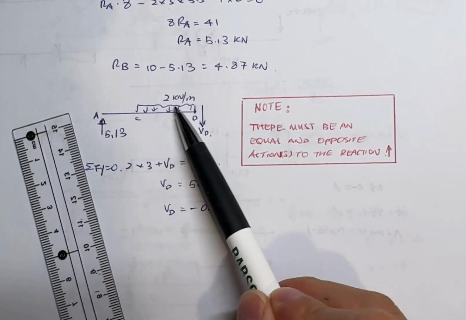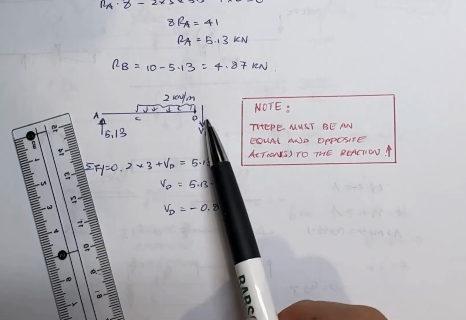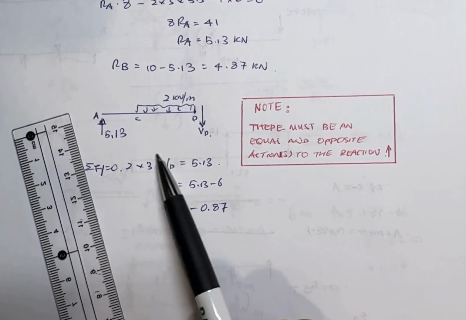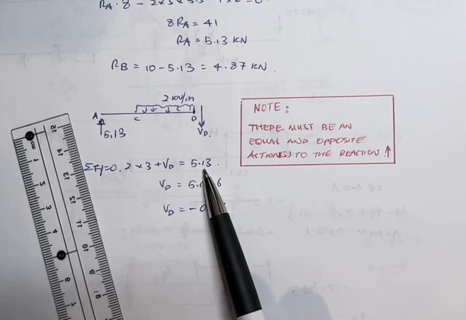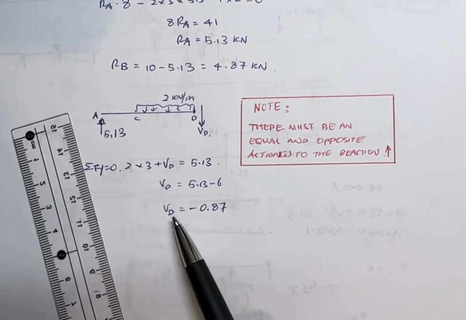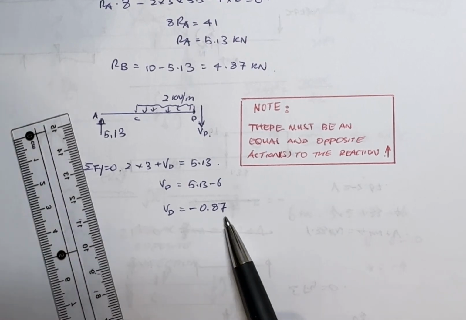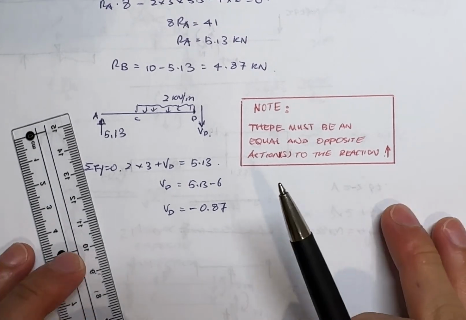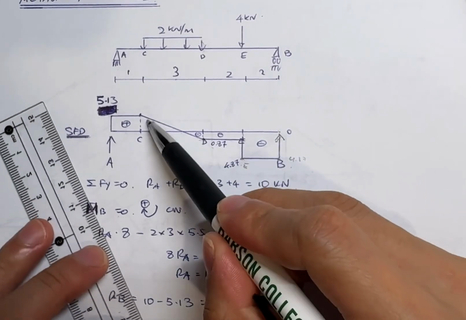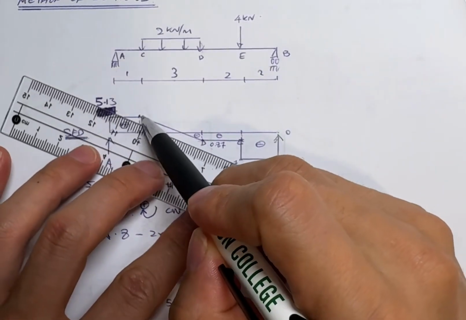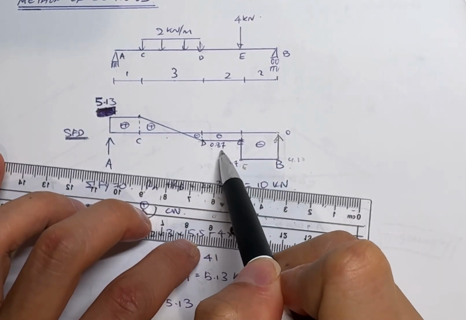That is 2 kilonewtons per meter times the distance of 3 meters, plus your VD. So these forces have to be equal to your reaction, 5.13. Therefore, you can calculate your shear force at D as negative 0.87 kilonewtons. So in this case, now it's getting simpler. Now we can use this to complete the shear force diagram, connecting C and D, because VD is negative 0.87.